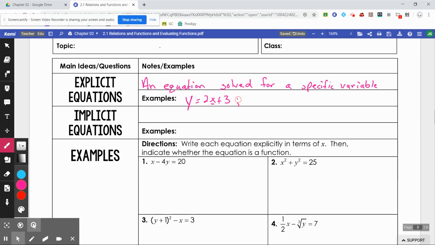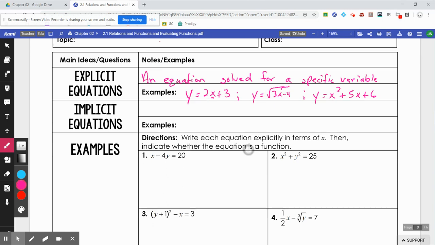You could also have radical equations like y equals the square root of 3x minus 4. You could have y equals x squared plus 5x plus 6. You could have quadratic. All of these are solved explicitly for y.